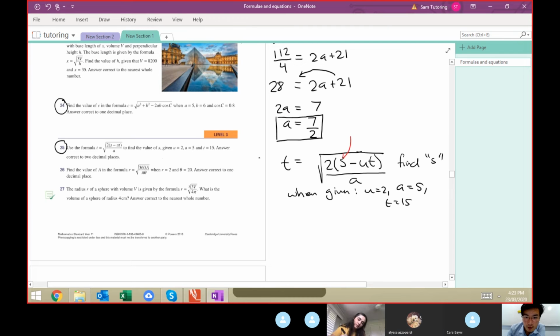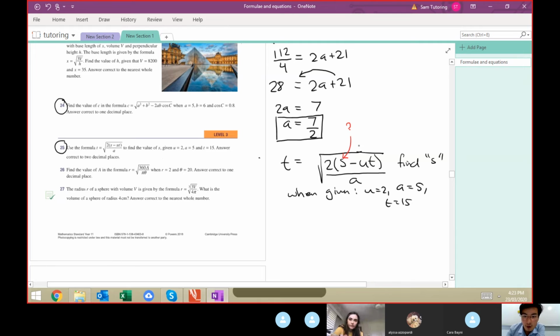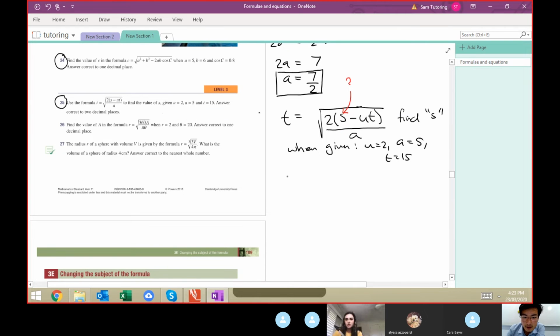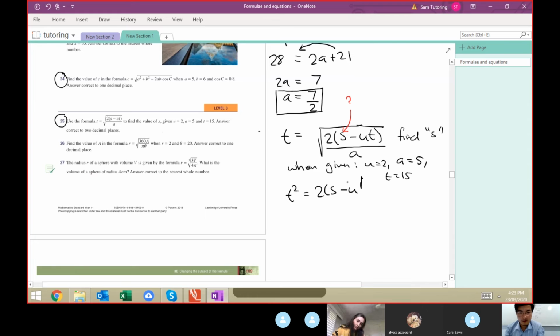How do we prioritize what to move first? What is the first prioritization? Let's brainstorm a bit here. We need to get this letter S out of everything in here. What is the first thing we should always do from this question? Get rid of the square root. Yeah, that's a good start. What's opposite of square root? Squared. So t squared equals 2 bracket S minus ut, all over A.